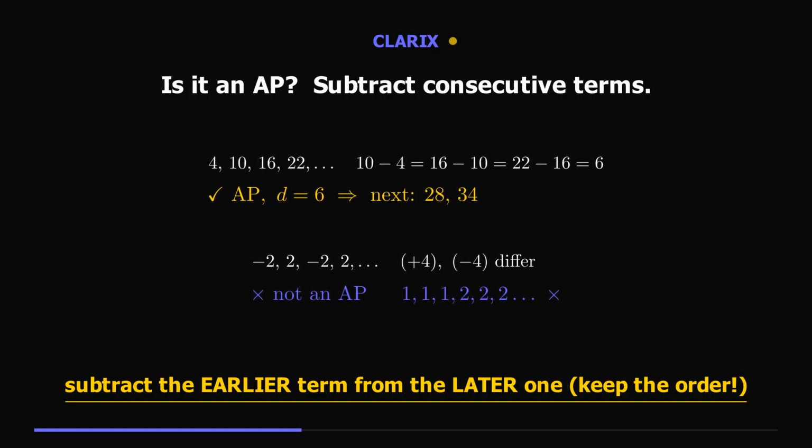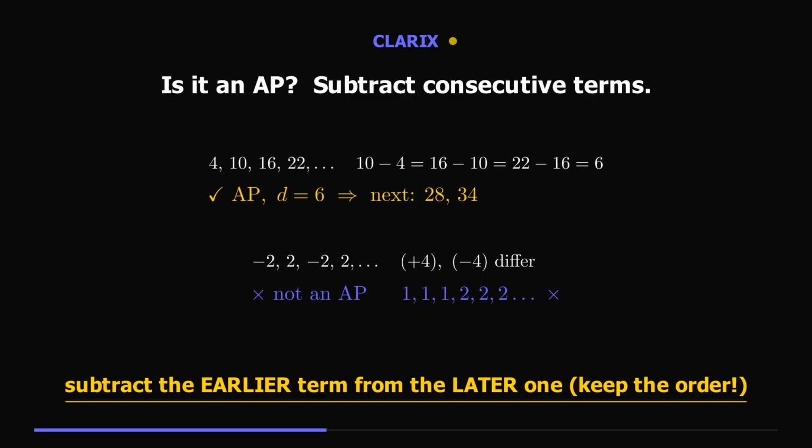Critical detail: you always subtract the earlier term from the later one. Keep that order even when the list is going down. For 6, 3, 0, -3, 3 minus 6 is -3, not +3. The d is genuinely negative. Get the order wrong and you'll flip the sign and break everything after.